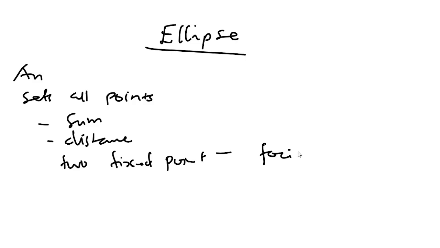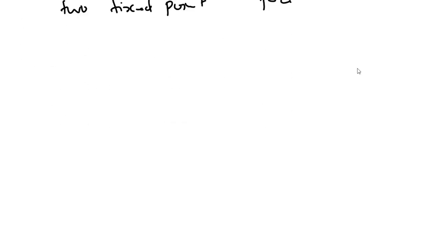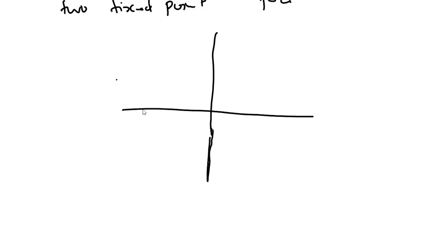So I'll draw a diagram for you to visualize how an ellipse looks like. The line segment between the vertices is called the major axis, and its midpoint is the center of the ellipse. Let me quickly draw a diagram on that for you to see what an ellipse is.